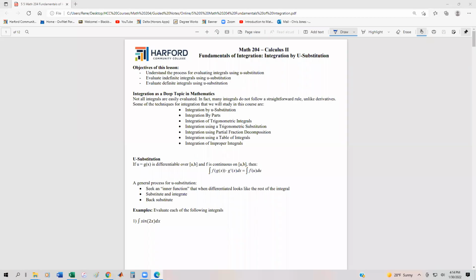In this section, we're going to start taking a look at some of the techniques of being able to evaluate integrals that are not on that basic list. And one of the most common techniques for non-basic integrals is integration by something called a U substitution. Now, U substitution is essentially going to be the reverse of the chain rule from your derivatives.